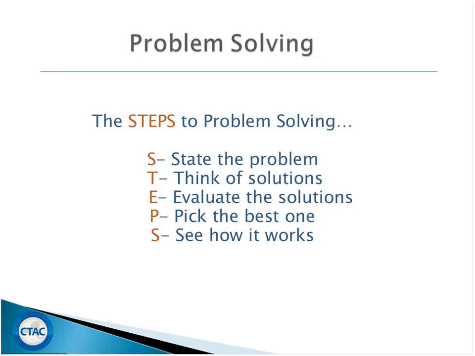T is thinking of as many different solutions to the problem as they can. E is for evaluating the solutions, and P is for picking the best one, and S stands for see how it works.